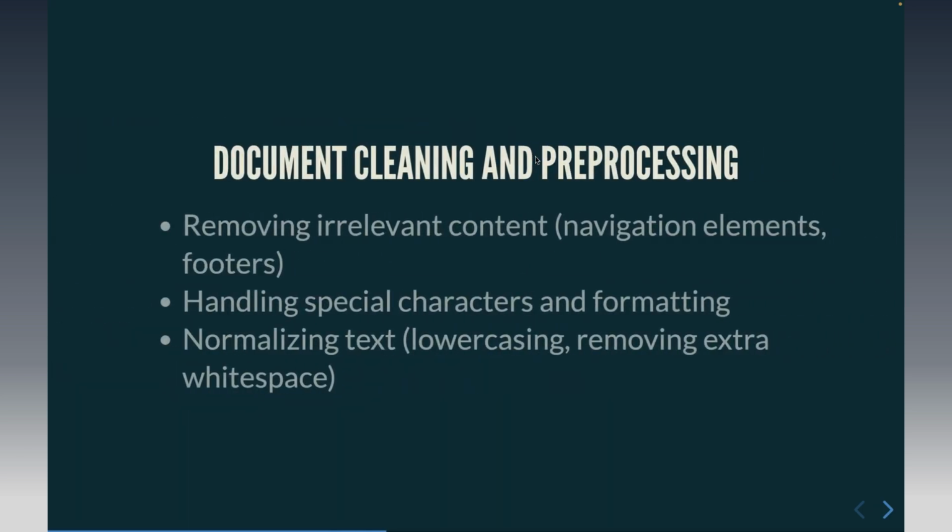The first step is document processing or cleaning and pre-processing. This involves removing parts of the document that aren't relevant to the LLM or the RAG system, like navigation menus and footers. Note that document metadata, such as which product and product version the document belongs to, can be important, so we do need to preserve that. We also need to handle special characters and formatting that might interfere with processing. And then finally, we normalize the text to ensure consistency. That means lowercasing things as appropriate, trimming additional white space, those sort of manipulations.